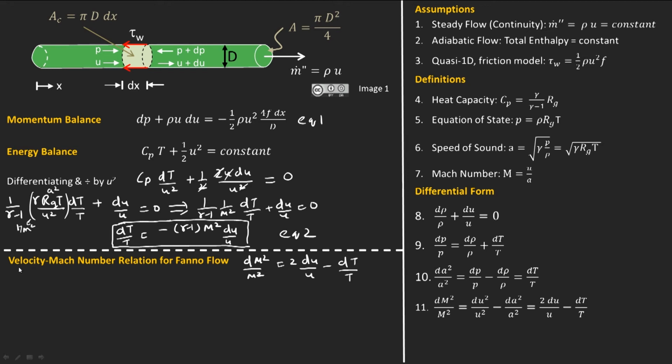We said we want to develop a relationship for velocity to Mach number, and the only thing that's stopping us from doing that right away is the fact that we have a dT over T in this equation. But we just developed equation 2, in which we have dT over T related to du over u. I'm just going to substitute directly for dT over T using equation 2 to get dM squared over M squared equals 2 du over u minus dT over T, which we said we can substitute for, so let me go ahead and do that right away.